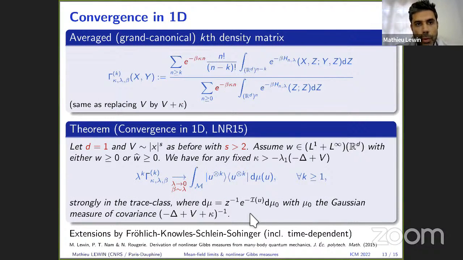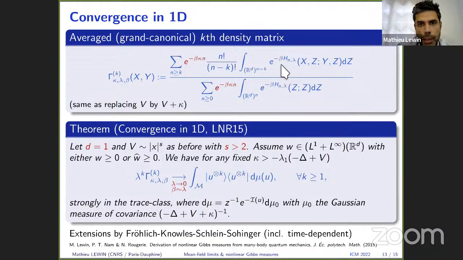So here is the one-dimensional theorem. As I told you, we are not fixing the number of particles here. So I have to average over n in order to get a measure living over the whole space. Okay, so there will be no fixed mass. And the way to do the average is well known in statistical mechanics.